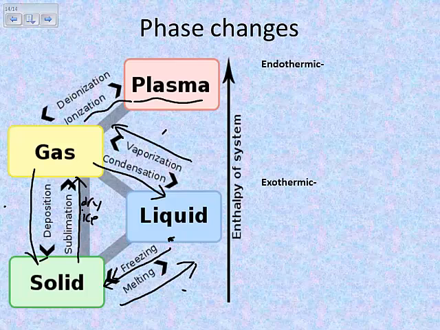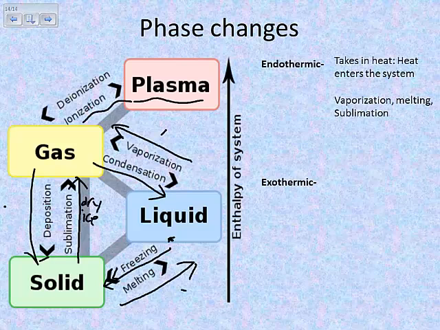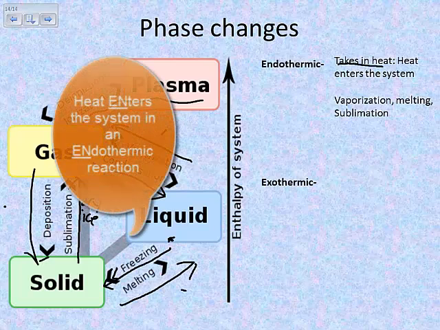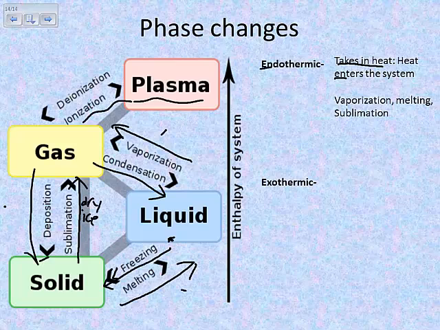So in addition to knowing all 6 phase changes, you need to be able to classify them as endothermic and exothermic. So here's a definition of endothermic phase changes. Anything that's labeled as endothermic is going to take in heat, or heat enters the system. And a good way to remember that is EN. Endo enters into the system. And then you have your 3 phase changes right there. Fill that in your notes. Those are your 3 phase changes that are classified as endothermic.